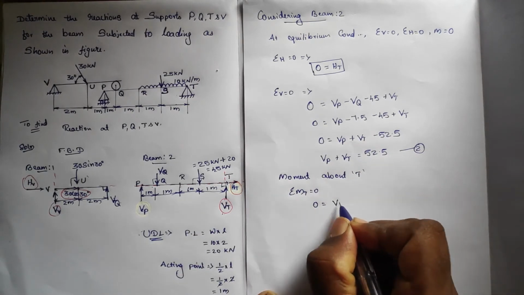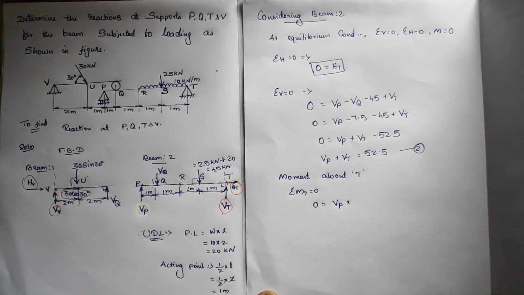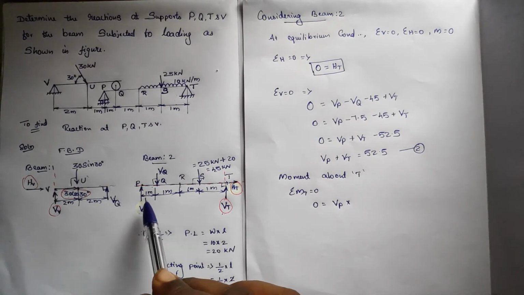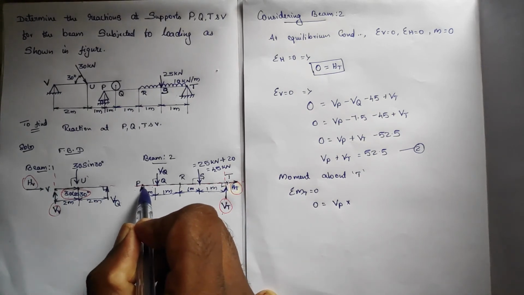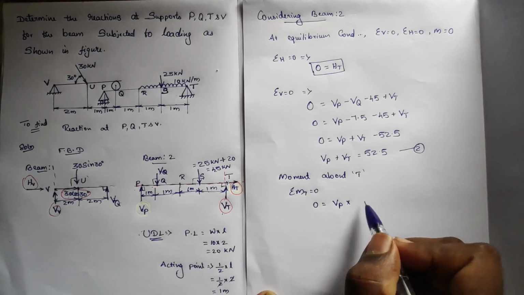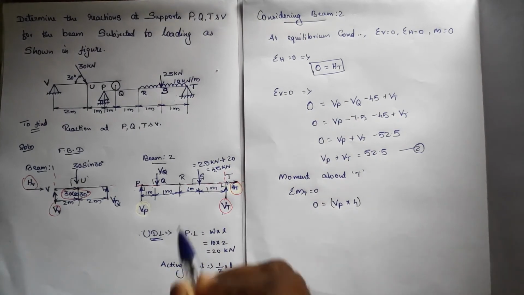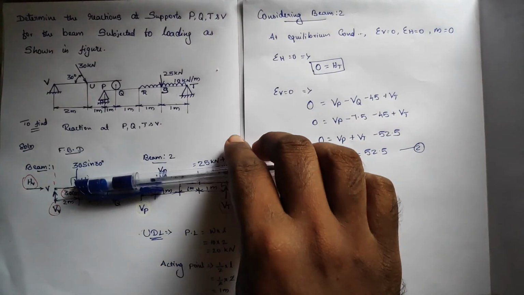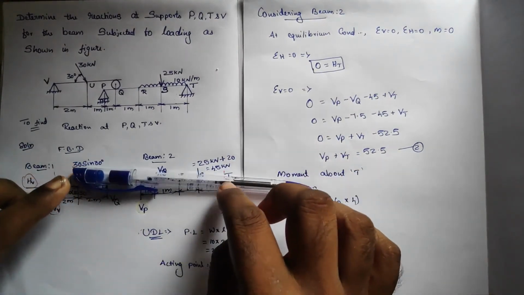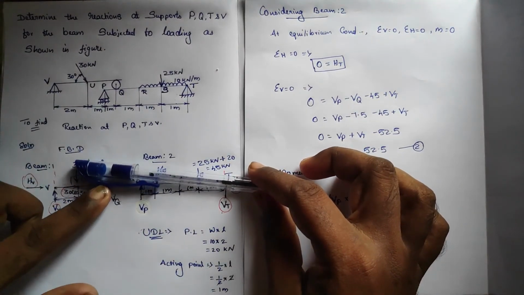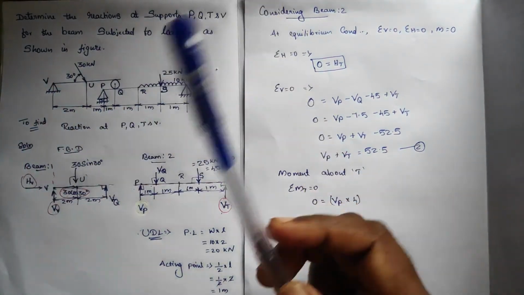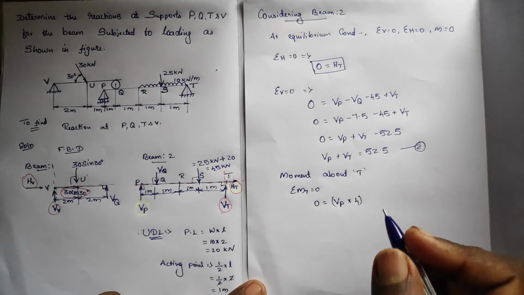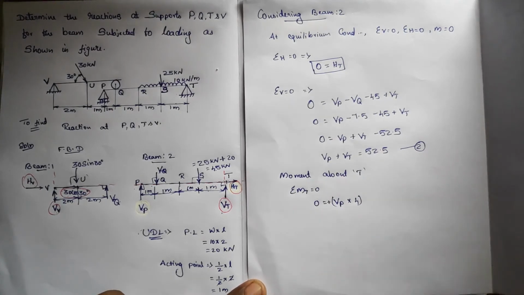So here VP into its perpendicular distance, that means 1 plus 1 plus 1 plus 1, 1 2 3 4. So P to T is the perpendicular distance, so VP into 4. How does it rotate? Our force here is at this end T, and the force is applied something like this. So it is rotating in the clockwise direction, so it is positive.